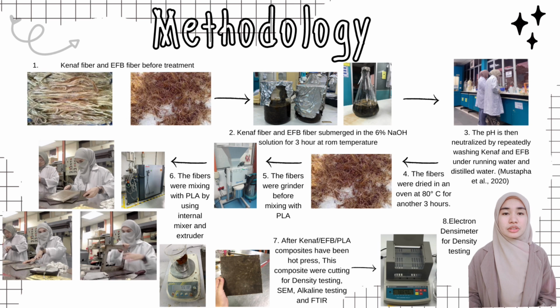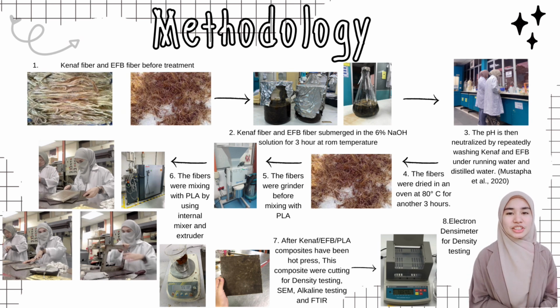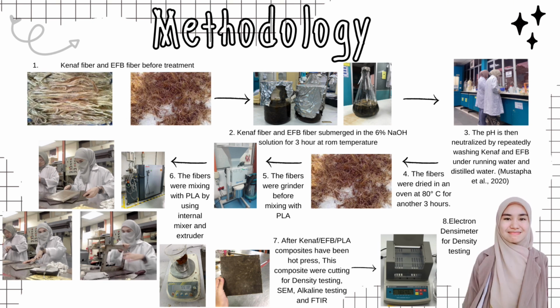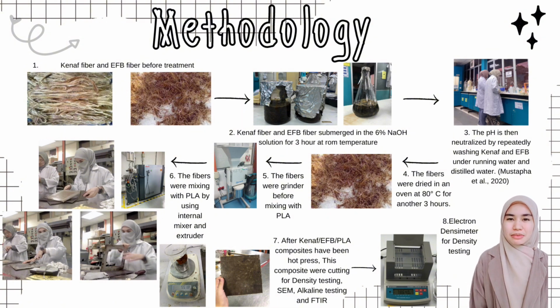Next, biocomposite of Kenaf EFB PLA were prepared by internal mixer. PLA grains are thoroughly and uniformly combined with both fibers. The ratio of Kenaf, EFB, PLA is 50% by weight, 15% by weight, and 70% by weight, respectively. The composite is molded using a hot press machine at temperature 119 degrees Celsius for 5 minutes. The composite is then cooled at 27 degrees Celsius by Islam et al. 2050.